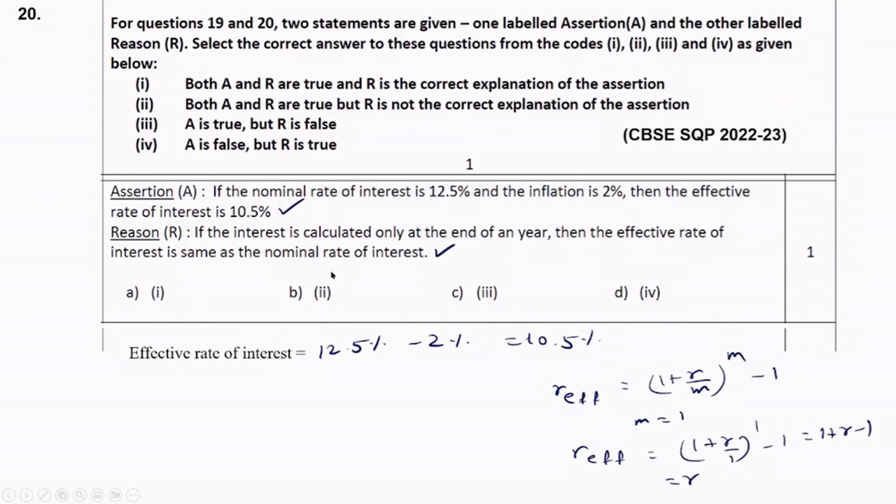But the reason is not a correct explanation of the assertion. So the correct option is option B. Both A and R are true, but R is not the correct explanation of the assertion.